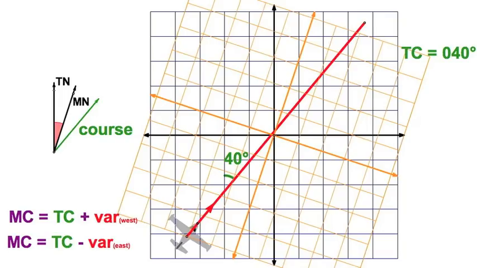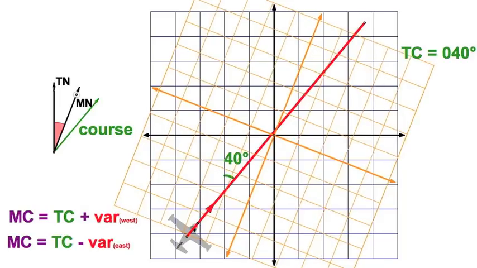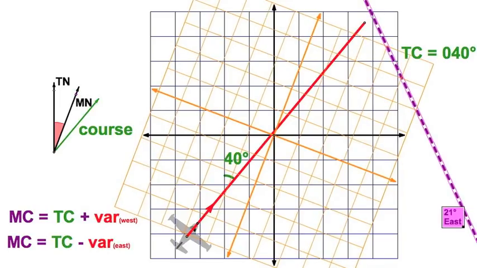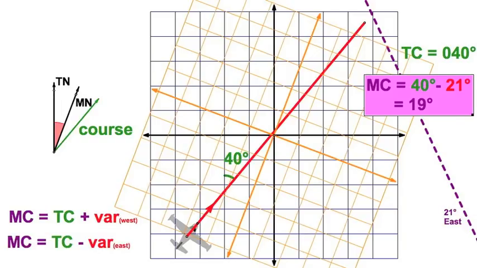So it seems like we've got this all figured out, except we have something else to do here. We're first going to make it realistic. We're going to go 21 degrees, because I'm going back to my isogonic line, which tells me that I have 21 degrees of east variation, and that means close enough for this entire area. And I now have a formula here. I'll take the 40, subtract 21, so I have a magnetic course of 19 degrees.